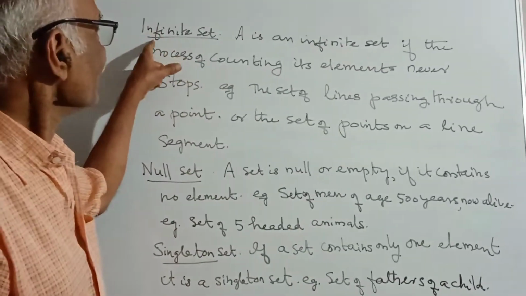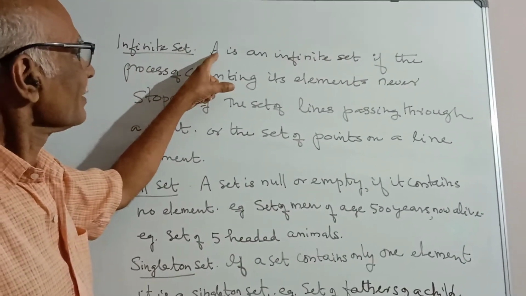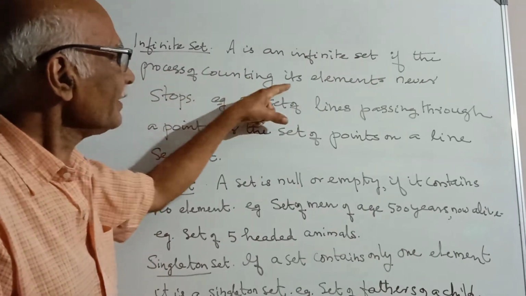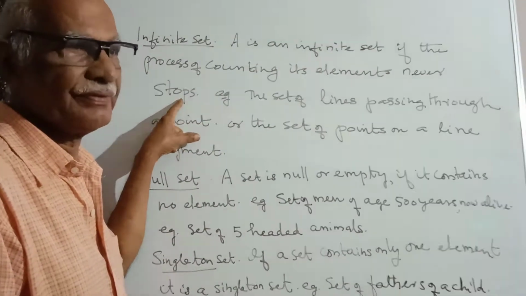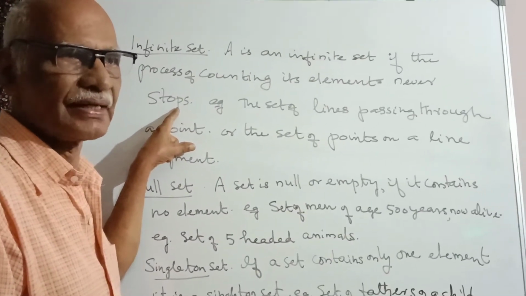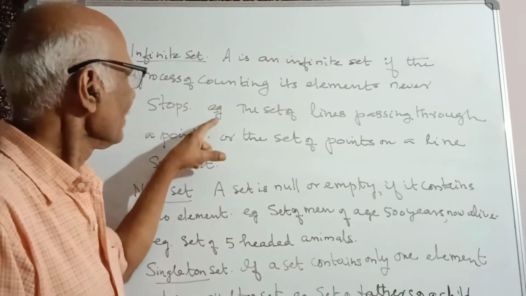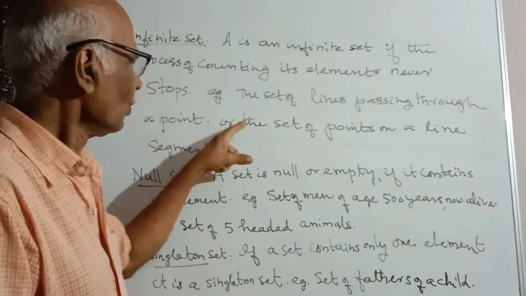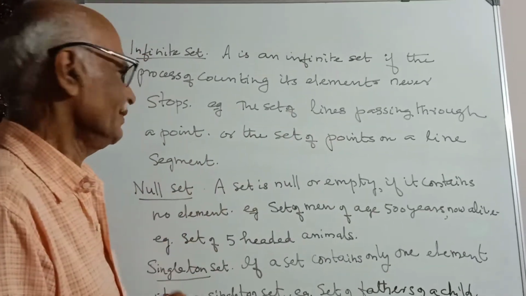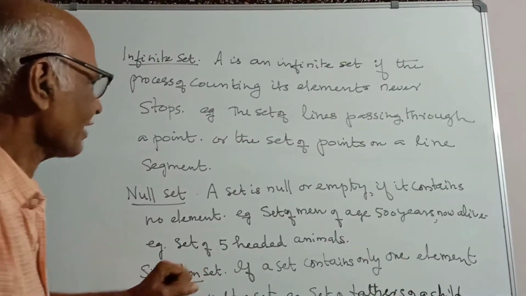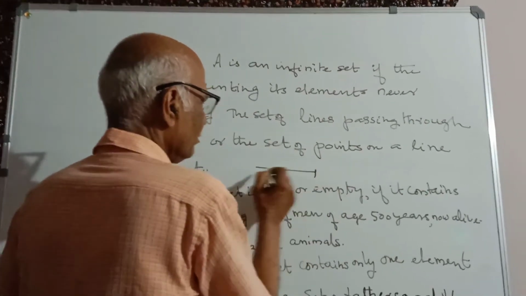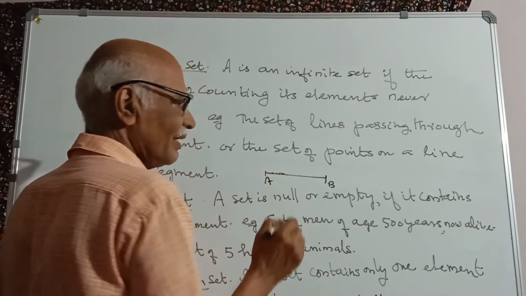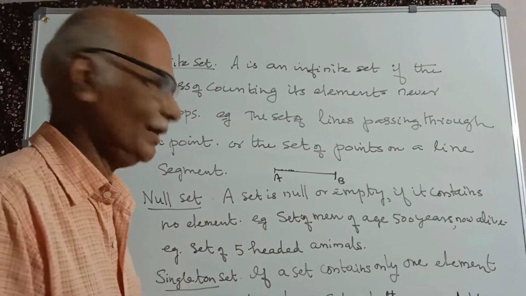Now we consider infinite set. Capital A is an infinite set if the process of counting its members never stops. So if you count the number, that counting process will not stop. Example, the set of lines passing through a point, or the set of points on a line segment. If you have a line segment AB, points on this are infinite in number, you cannot count them.